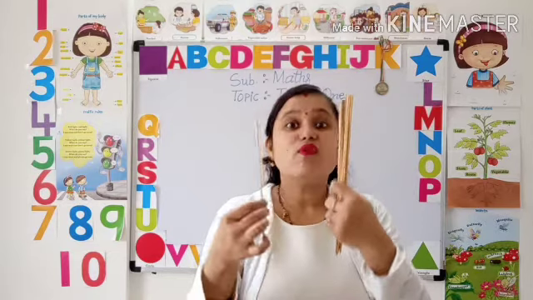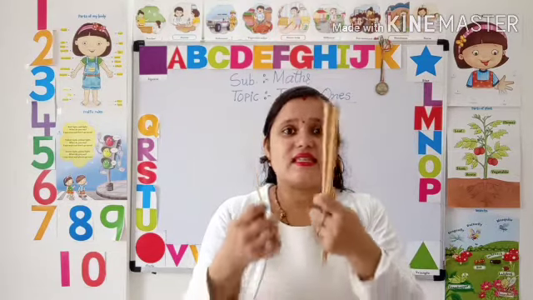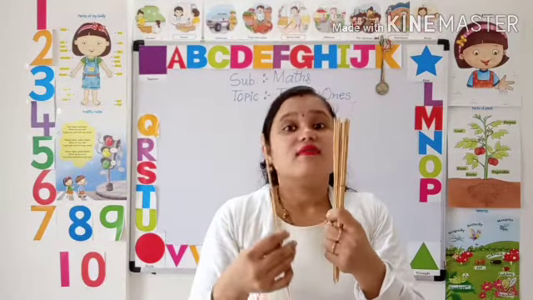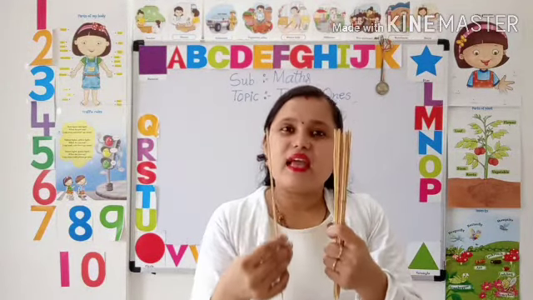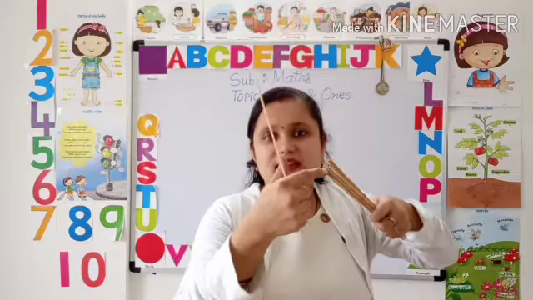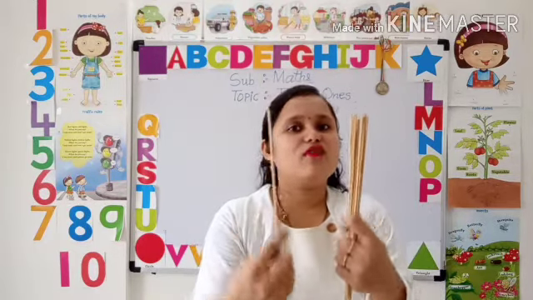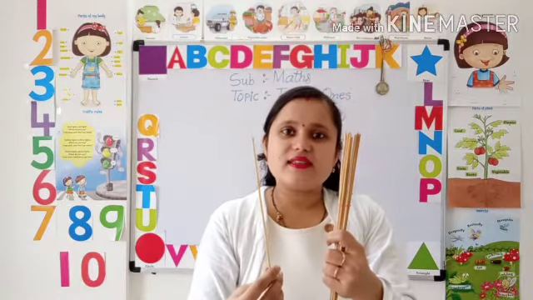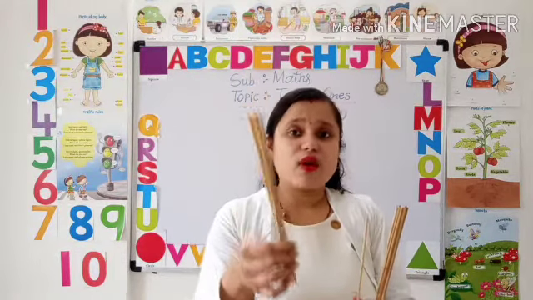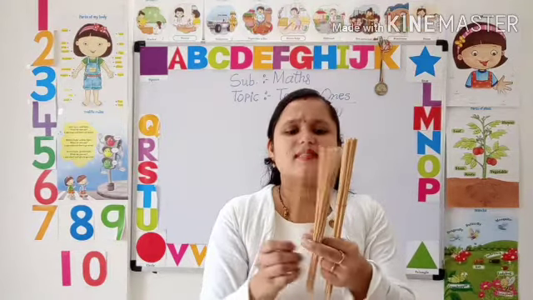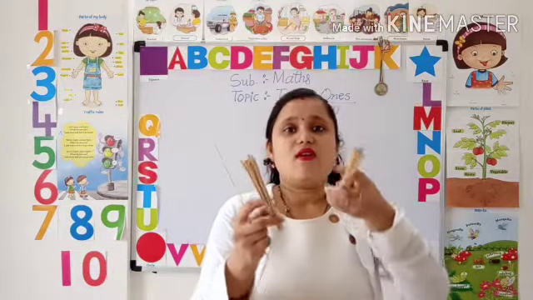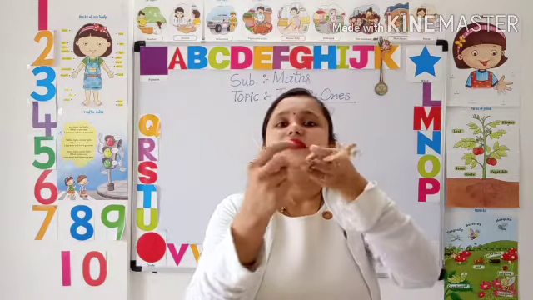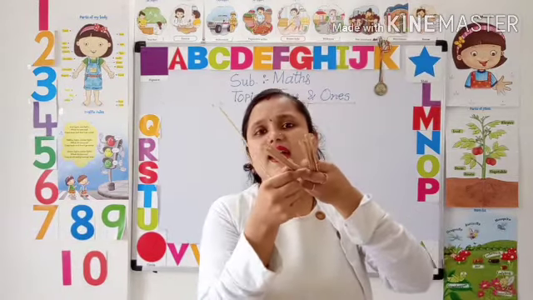I have 11 sticks. This is 10 and this is 1. Means I have 11 sticks. 1 tens and 1 ones. I have 1 more bundle of 10 sticks. Look here. This is 1 tens and this is also 1 tens.